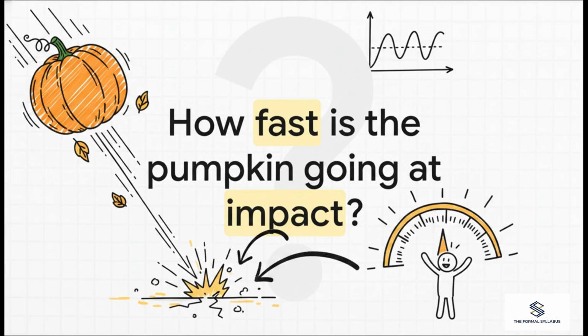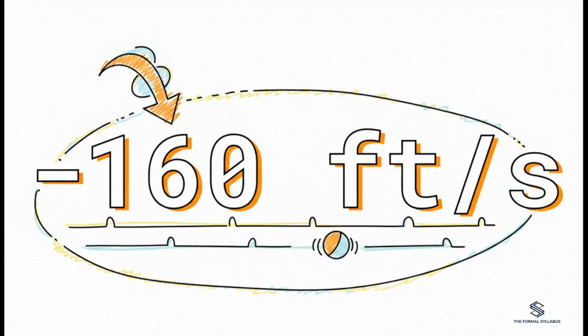But think about it. If you're a spectator standing right near the impact zone, you really don't care about the average speed, right? You want to know its instantaneous velocity at the exact moment of impact. And to find that, we absolutely need the derivative. By taking the derivative of our height equation, we get our velocity equation. y prime equals negative 32 times time, t.